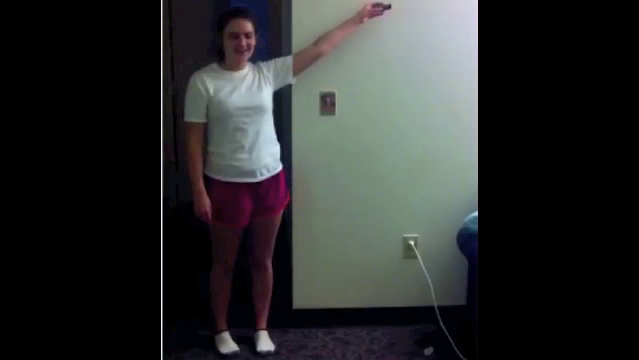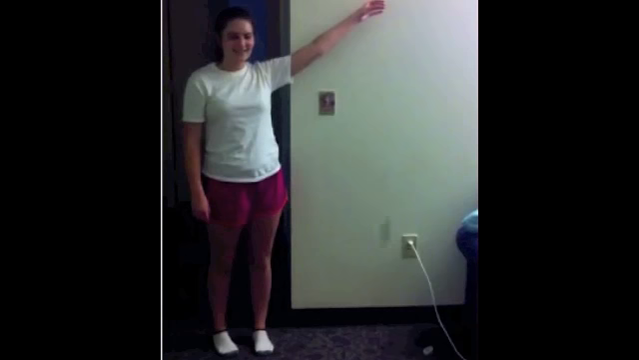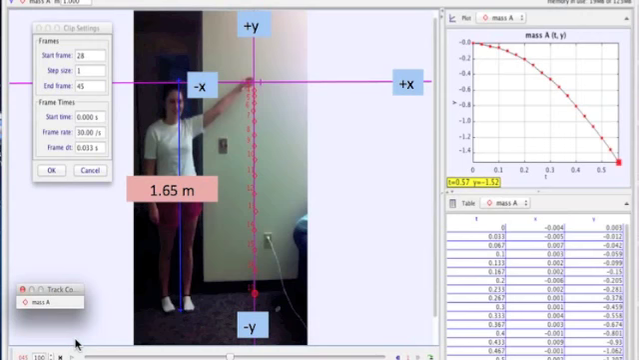For this lab, I recorded a video of me dropping a fun-sized Milky Way. I then imported this video into Tracker to evaluate its motion. First, I ensured that the frame rate was correctly set to 30 frames per second. I set the calibration stick equal to my height, which is 5 feet 5 inches or 1.65 meters.